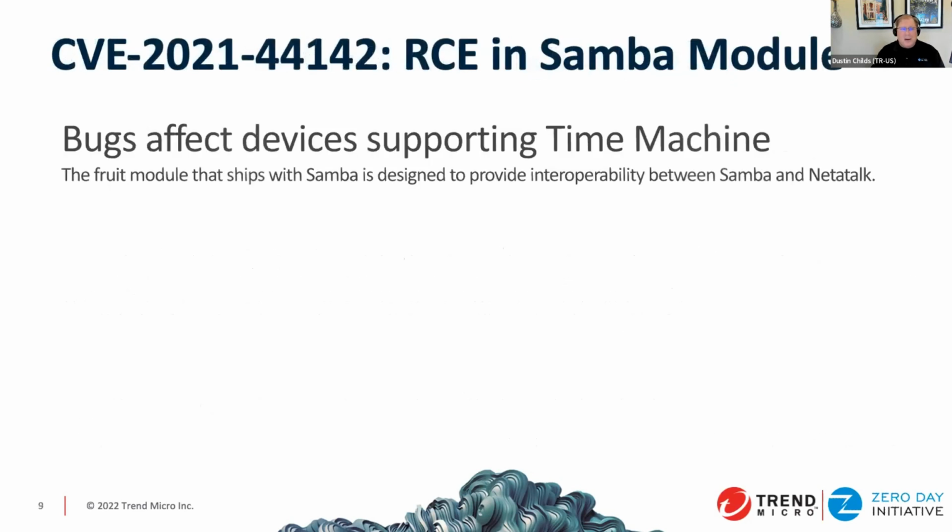So what exactly did they report? Well, it became known as CVE-2021-44142, better known as remote code execution in a Samba module. And the bugs really affected devices that support Time Machine. Now, within Samba, there's something called the Fruit module. And the Fruit module allows Samba to interact with Apple devices. Netatalk is the file system protocol that Apple uses.